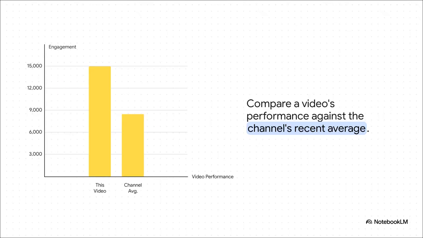This is where context becomes your superpower. You're not just seeing how a video did in a vacuum, you can see how it performed relative to that channel's typical content. So you can answer the big question: was this a one-off viral fluke or is this just business as usual for them? That distinction, man, that is everything when you're trying to build a real strategy.